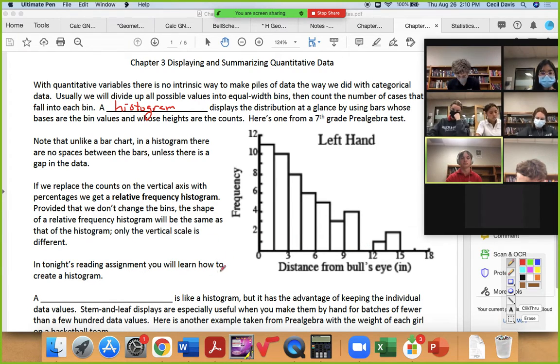On tonight's assignment, part of what you're going to read is about how to use your calculator to make a histogram, and also how to adjust it. One of the things that is interesting is, how many bins should you have? If you have too few, your data is all bunched up, and you don't really get a sense of the shape. If you have too many, it's too spread out, and you don't get a sense of the shape either. All right, let's move on.